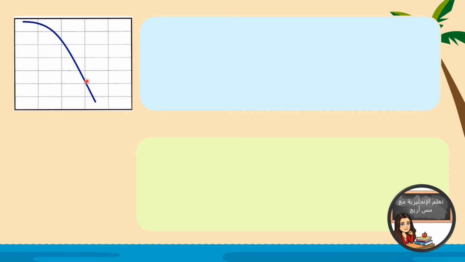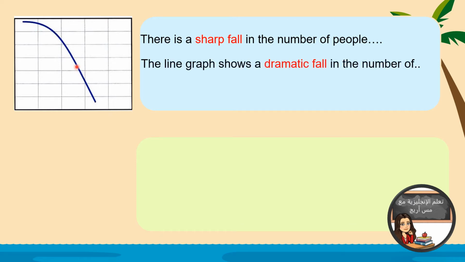So I can simply say there's a sharp fall in the number of people, etc. So this is called the sharp fall. And the line graph shows a dramatic fall in the number of, etc. So this is a sharp fall or a dramatic fall, or you can say the number of people has fallen significantly. So notice here adjective and noun, or a verb described by an adverb here.